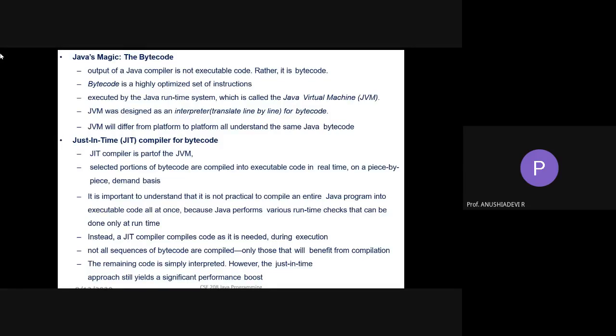And within the JVM itself, we have one compiler, called the just-in-time compiler. What is the purpose of this just-in-time compiler? It is used to improve the performance of the JVM. I will show you one example of how it improves the performance of Java.